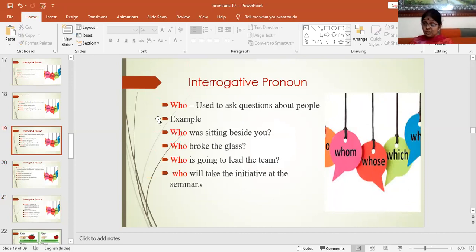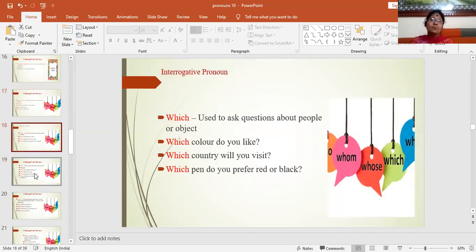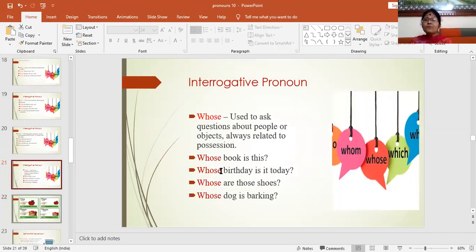So we have understood who and what. What and which are used for persons and objects, right? Who and whom are used for people, and whose is used also for people or objects, but when related to possession. This is all about our interrogative pronouns.